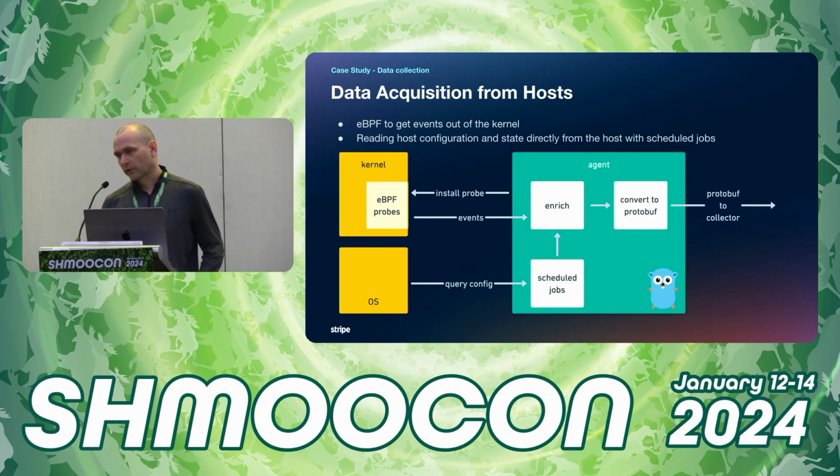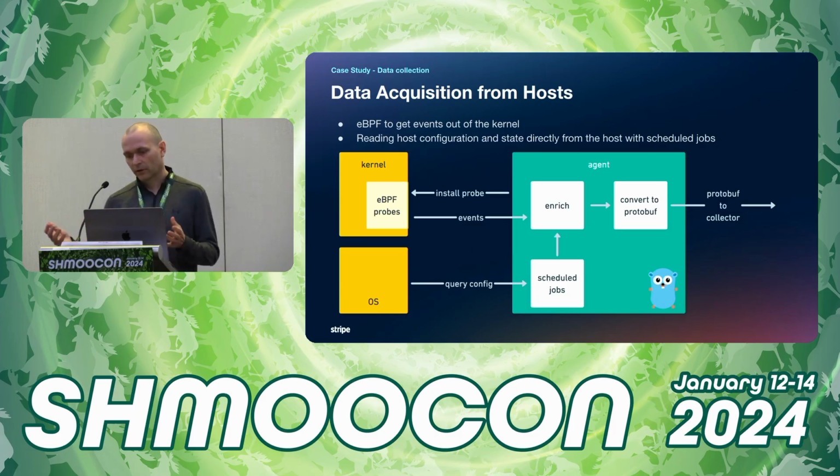And the second method is a much easier way that doesn't involve the kernel, not directly anyway. We call it scheduled jobs. Those are just functions to read the configuration of a host. Configuration could be things like the user accounts that are set up on the host, configuration of NTP, all the packages that are installed, that sort of thing.